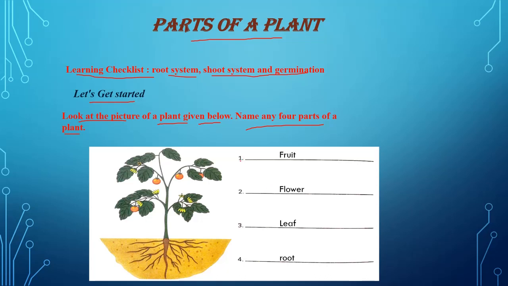Okay. So number 1 I wrote as fruit. It is your own choice. And number 2 is flower. So fruits, you can see, are round and red in color. And flower, you can see here. And leaf, so this is the leaf. And the root, so this is the root.